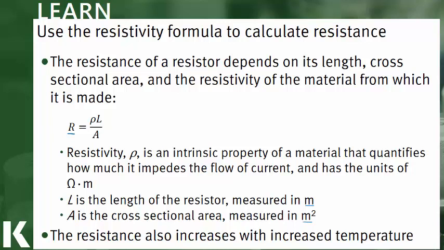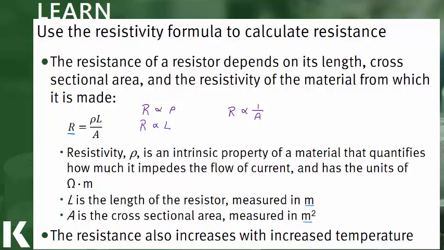Now, if we take a look at some of the relationships between these variables, which is something I love to do whenever I am analyzing a new formula, we see that the resistance is essentially directly proportional to the resistivity. The resistance is directly proportional to the length, meaning the greater the resistivity, the greater the length, the larger the overall resistance. We also see that the resistance is inversely proportional to the area, meaning the greater the cross-sectional area, the lower the resistance of the resistor. And in general, the resistance also increases with increased temperature.